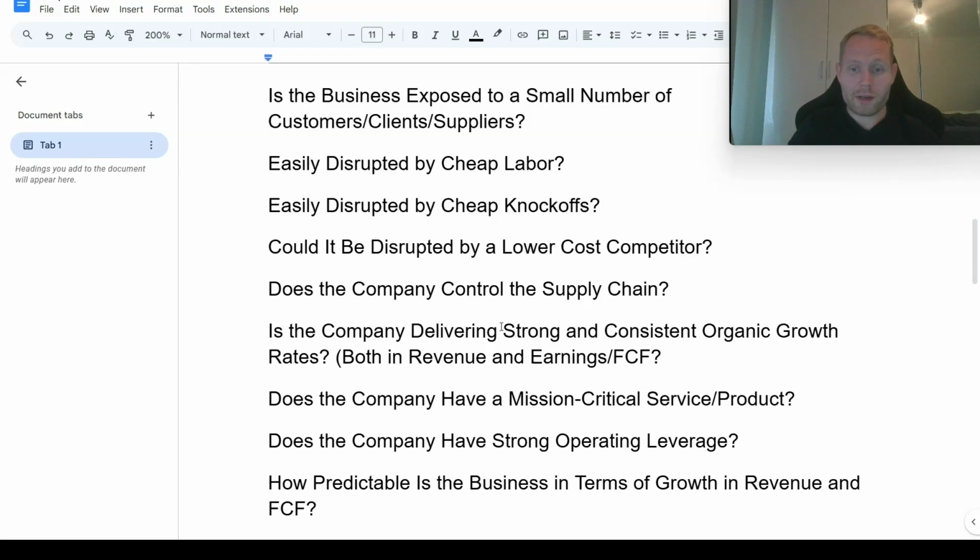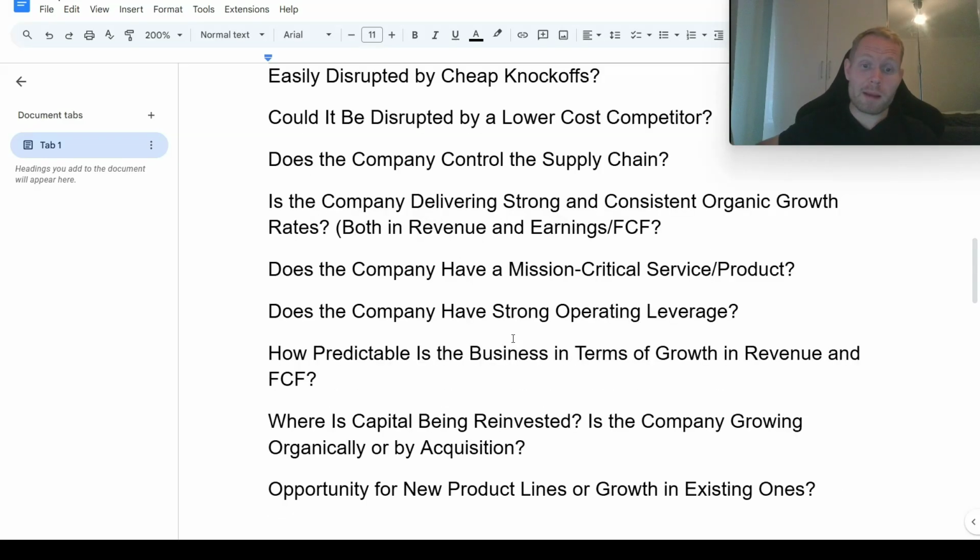Does the company have a mission critical service or product? That one's important. And does the company have strong operating leverage? Meaning if the revenue is growing at 10%, can the company use their operating leverage to make the earnings and the free cash flow grow faster? Now, we see that with the best companies in the world, and we want to check if Arista Networks is one of those companies, and how predictable is the business in terms of growth in revenue and free cash flow. Predictability is very important, especially for a value investor that likes to invest in companies and just leave it there and just follow along with the quarterly updates. If the company is very unpredictable, it's a very tough stock to hold.